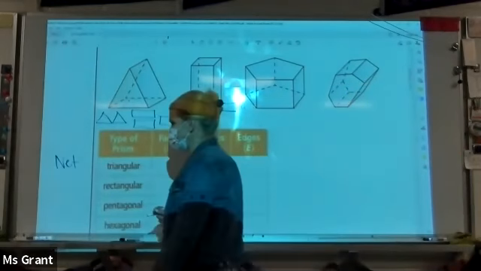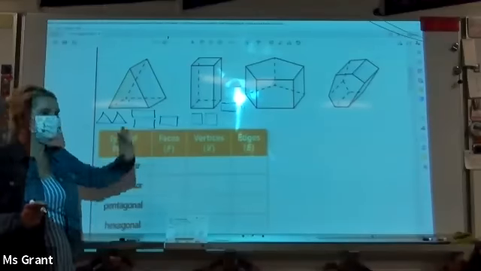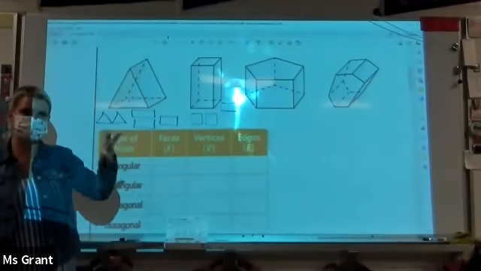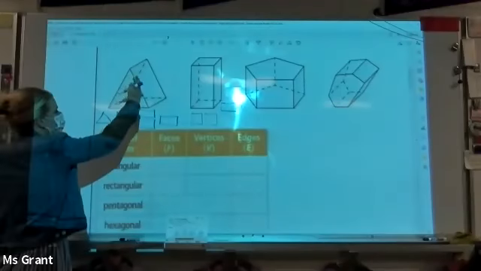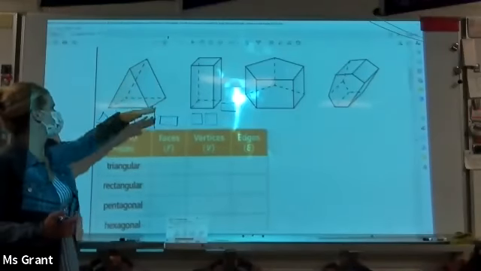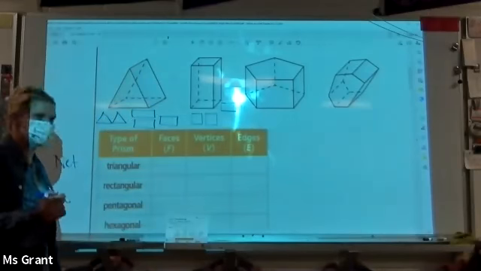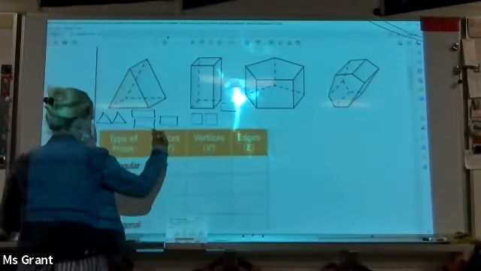So let's backtrack now and fill in our chart. In a triangular prism, how many faces, flat surfaces, does a triangular prism have? So I'm counting the front, back, left, right, bottom. Front, back, left, right, bottom. Right? So what's that answer? How many faces does it have? 5. 5 faces.